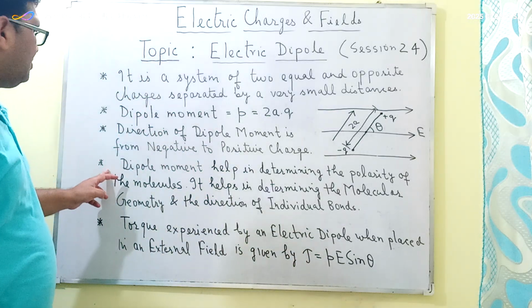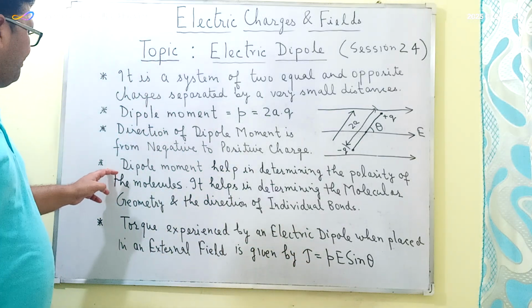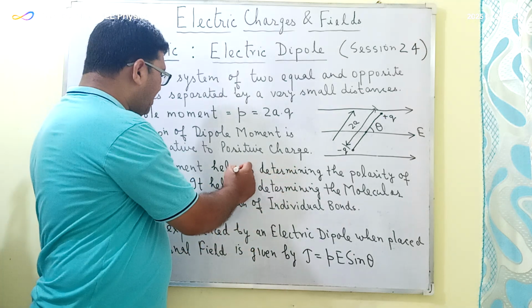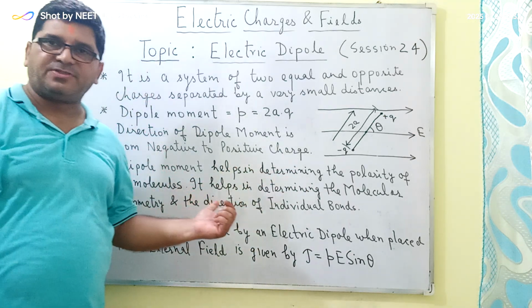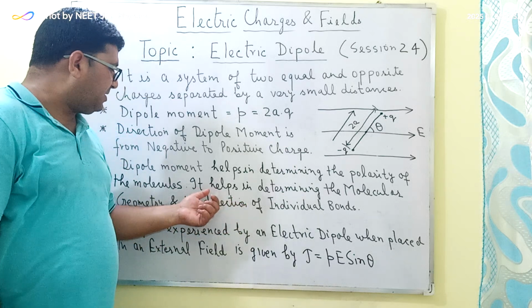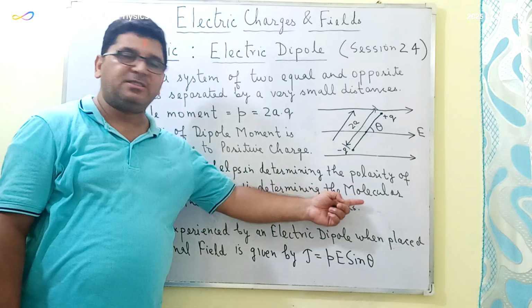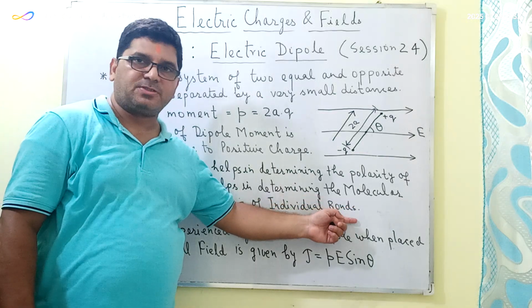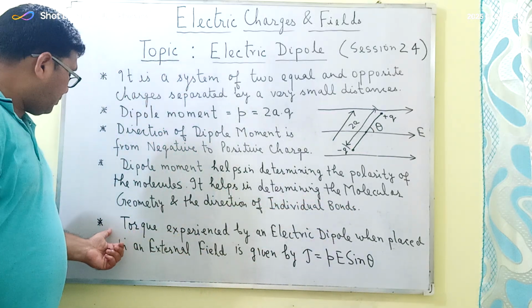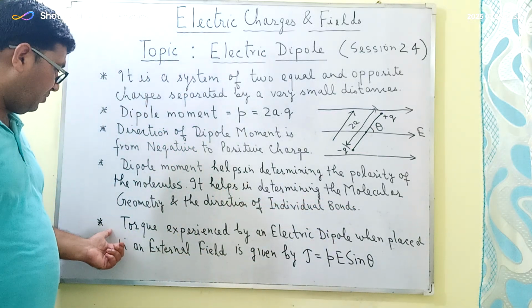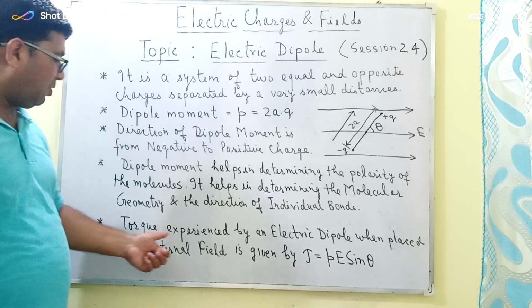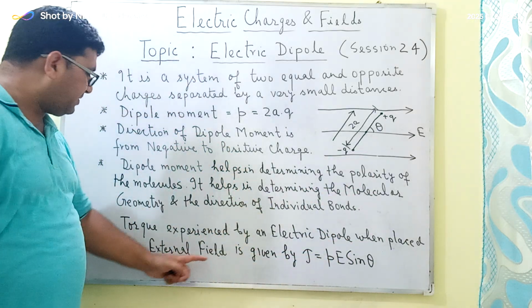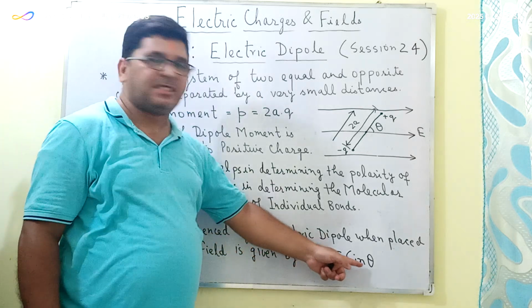Now the fourth important point is that the dipole moment helps us in determining the polarity of the molecules of a substance. Or in other words, we can say that it helps in determining the molecular geometry and the direction of the individual bonds. Last and one of the most important points is that torque experienced by an electric dipole when placed in an external field is given by PE sin theta.